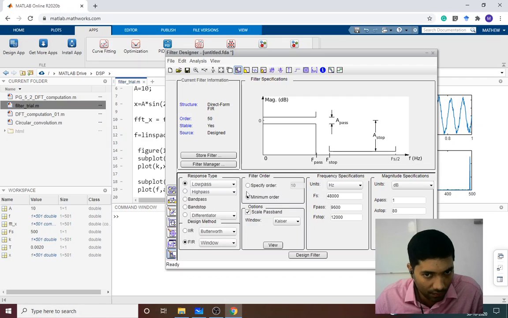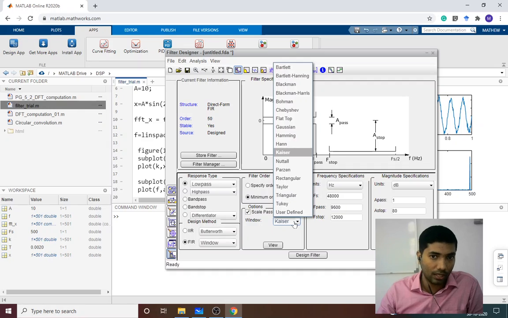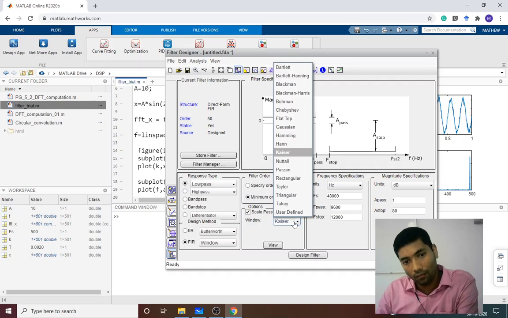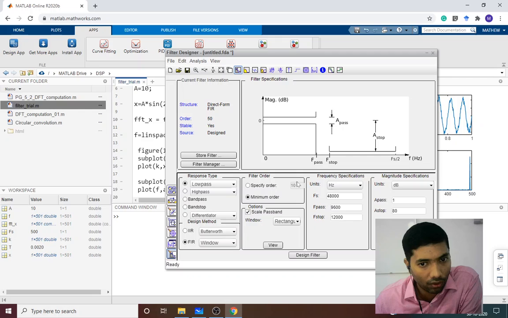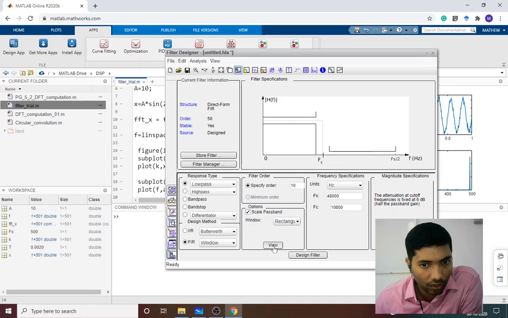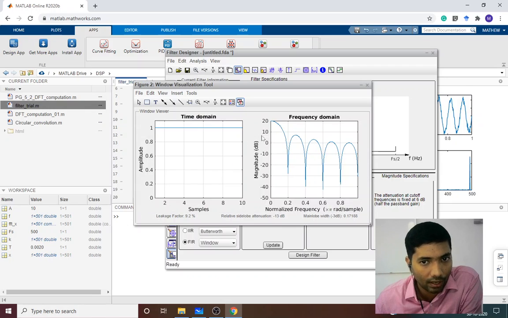And here you can specify the filter order. What is the order of the filter? Either you can specify the order, or you can select minimum order. For the moment, let's select minimum order. And here you can choose what is the window that you are using. There are a lot of windows that you can use in windowing methods of FIR filter design. For the moment, let's choose the basic one, which is the rectangular window, and we can view that window using this view button, and it will open up a new window showing the rectangular window and its frequency domain. So you can check the remaining windows as well.